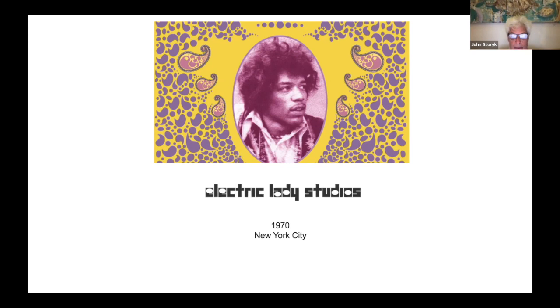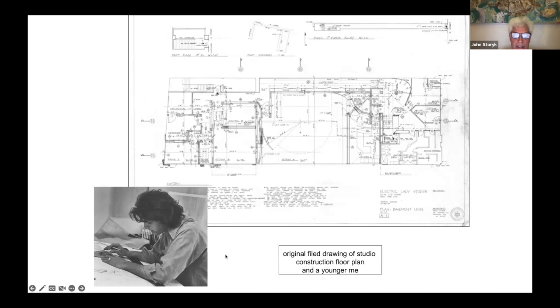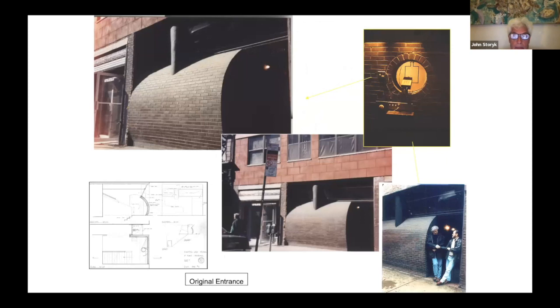Here's a younger version of me, almost over 50 years ago. Original drawings for Electric Lady, still a thriving studio in New York. And many, in fact most, of the walls from that studio are still there. Original entrance, which is not there anymore. Eddie Kramer changed my life. This is a picture of he and I before this iconic front was taken down.